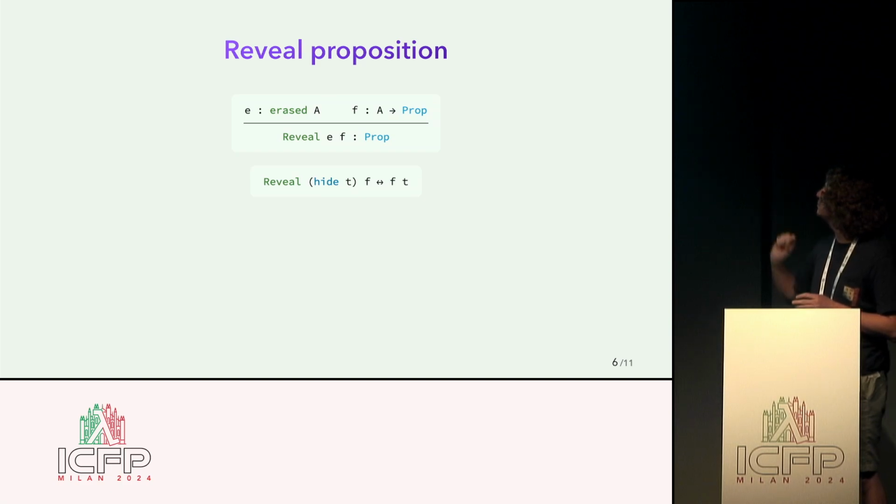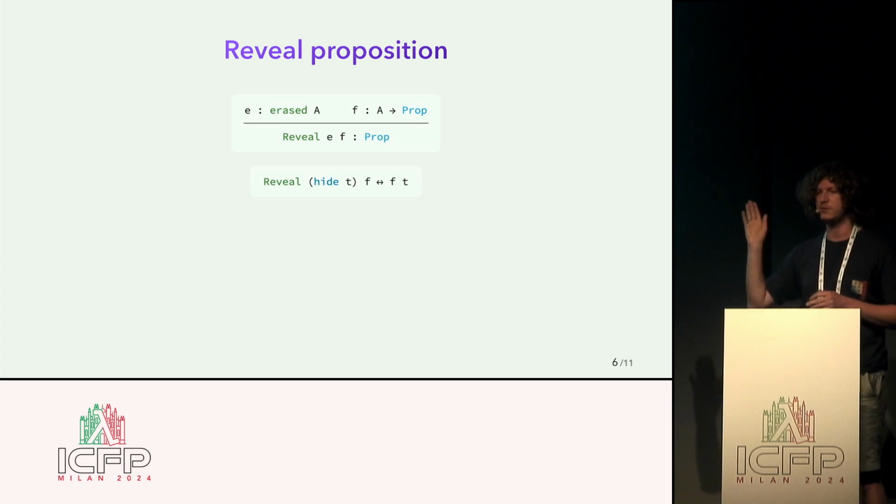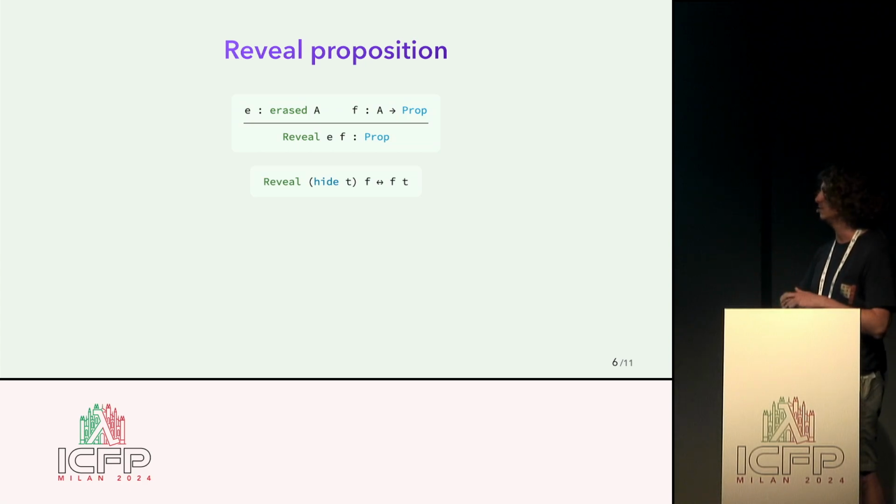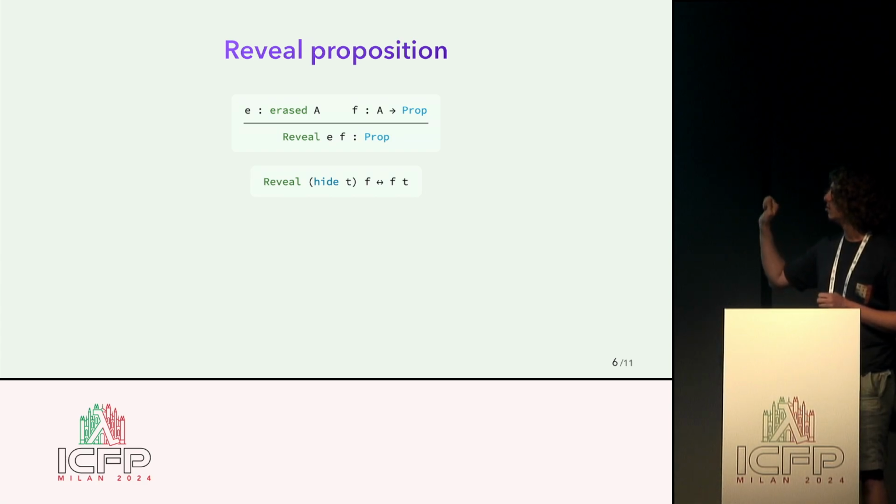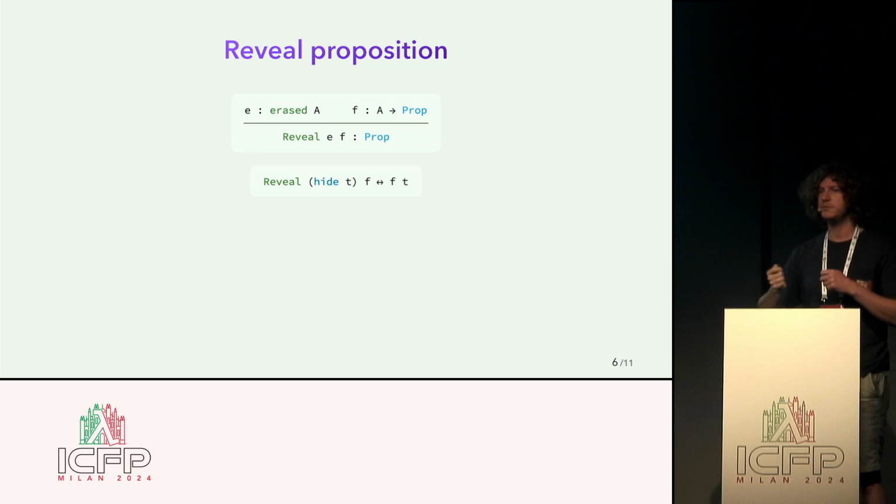So here is the typing rule. Essentially, if you have some function that goes from A to Prop and some erased A, then you can build a Prop out of it. And the idea is that if you reveal some hidden value, it's the same as just applying the function directly to this value. It's only a logical equivalence, not a computation rule.